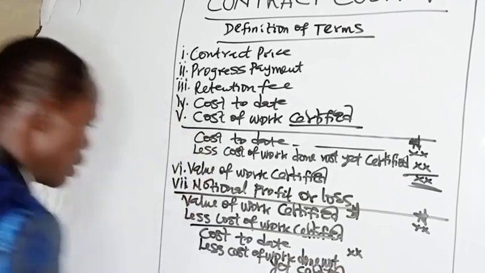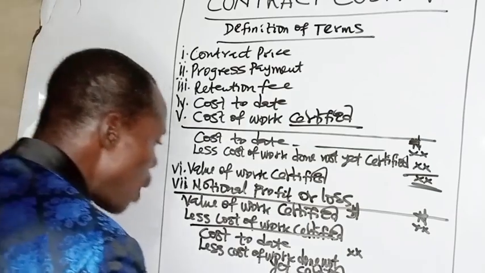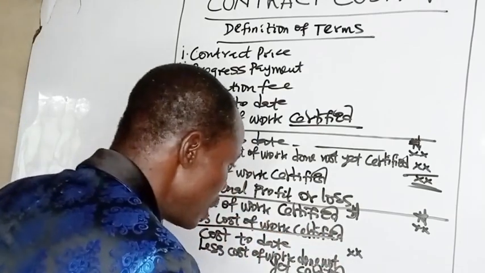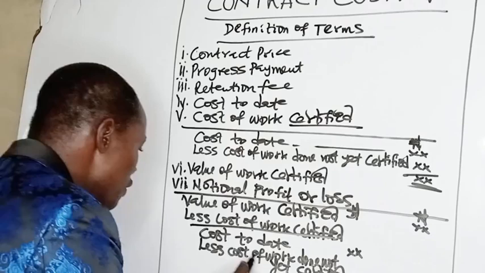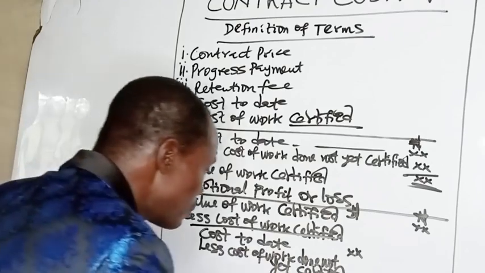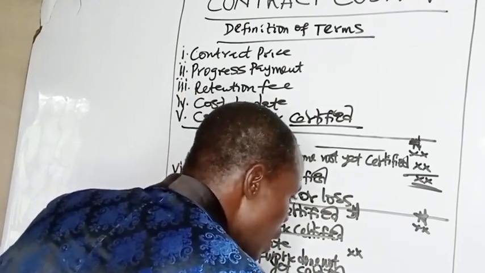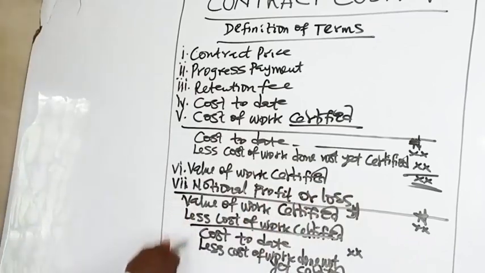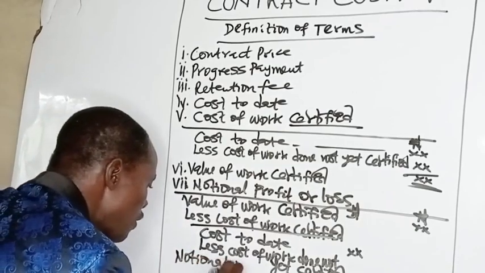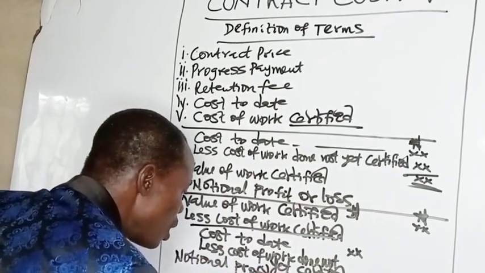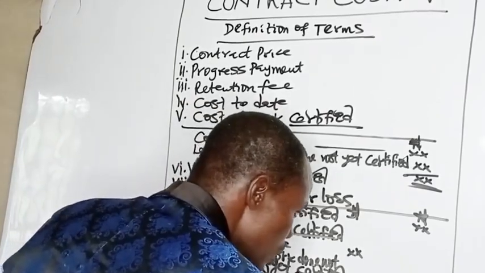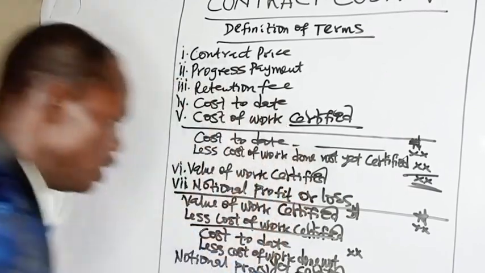From cost to date, we subtract cost of work done not yet certified. That will give you cost of work certified. If you deduct cost of work done not yet certified from cost to date, then you get cost of work certified. If you subtract cost of work certified from the value of work certified, you have the notional profit or loss. I've told you it is a loss where it is negative. But where it is positive, you have a notional profit.